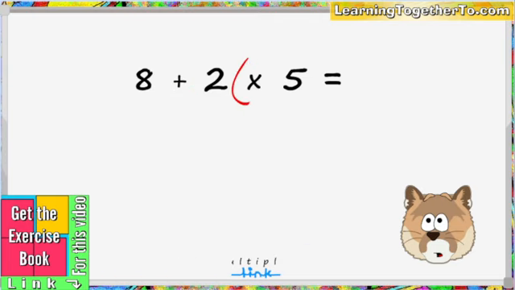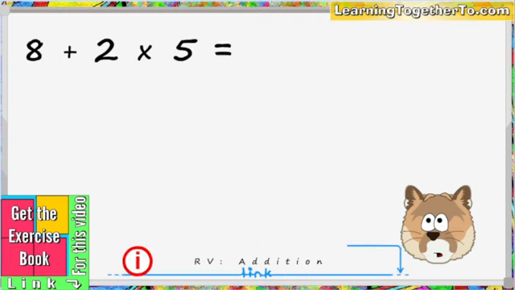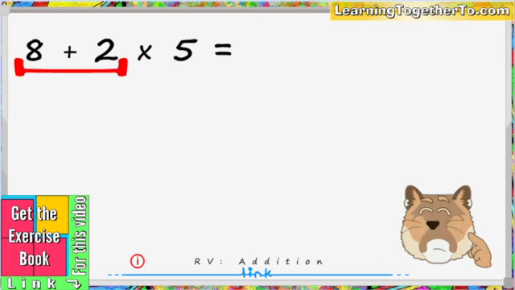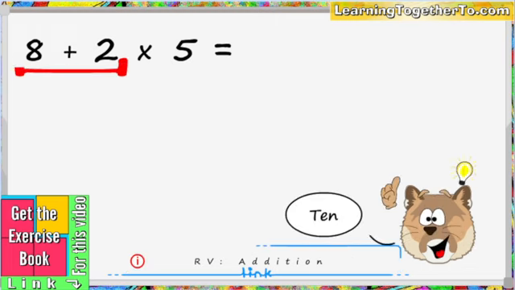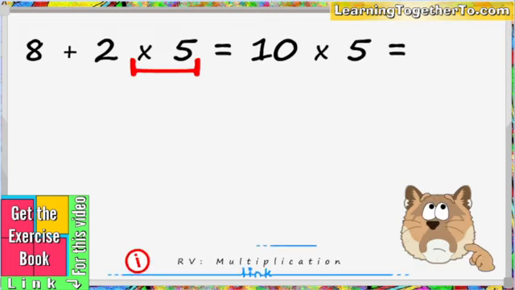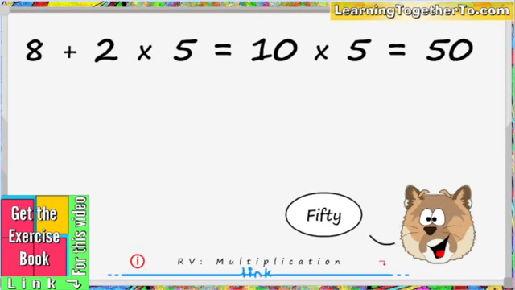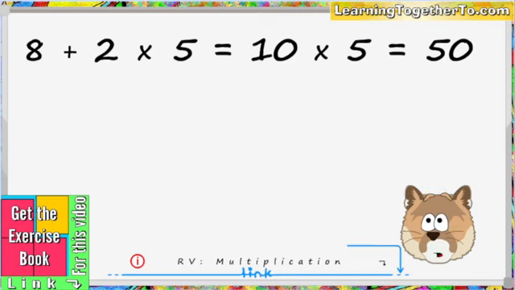Let's find out. Peter, let's add first. Let's move the statement to the side to have more room. 8 plus 2 is equal to 10. Well done, Peter. And 10 times 5 is equal to 50. Great job, Peter.